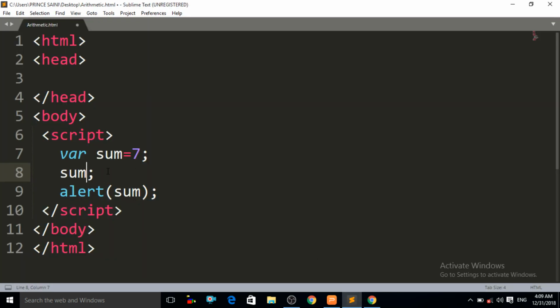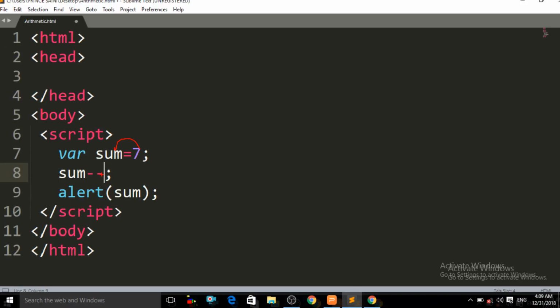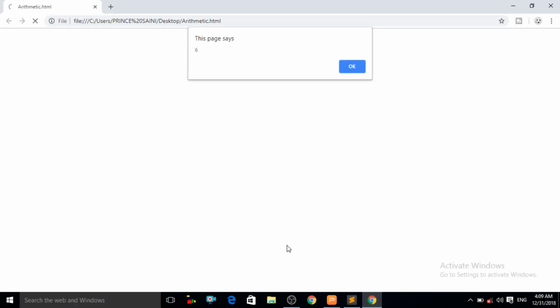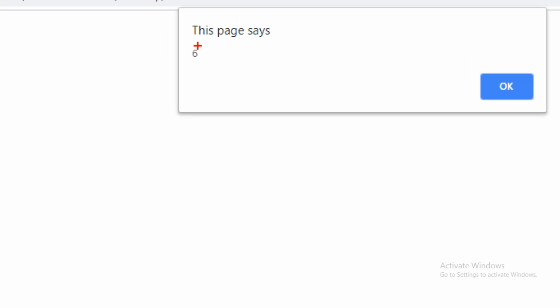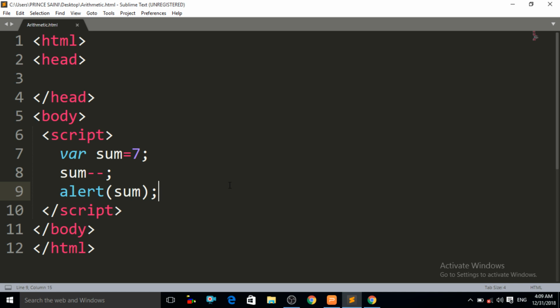And if I write minus minus, now it will decrement the value of sum. You can see that this variable is containing the value 7, and the value 7 is decremented by 1, so it will give the result 6, friends. Now Control S and then Control R. Now you can see that it is giving the value 6, friends. So friends, this is about the arithmetic operators in JavaScript, friends.